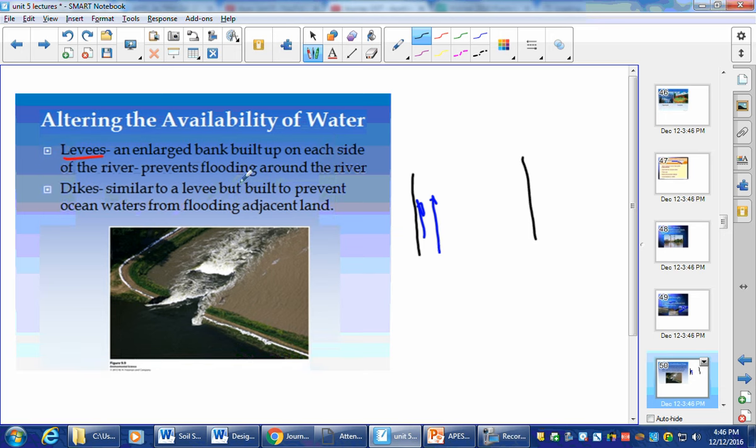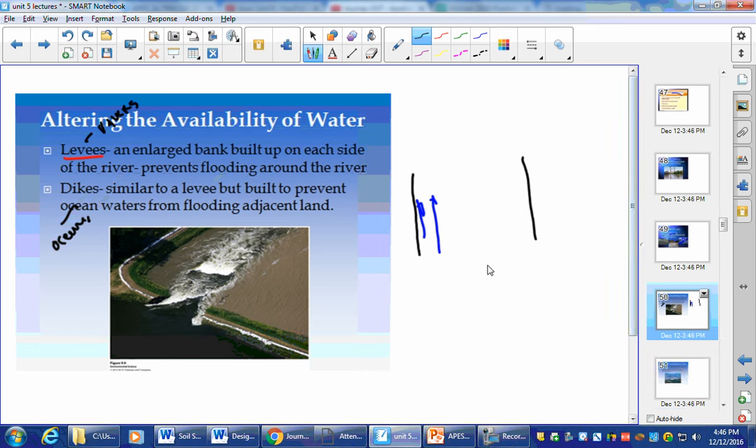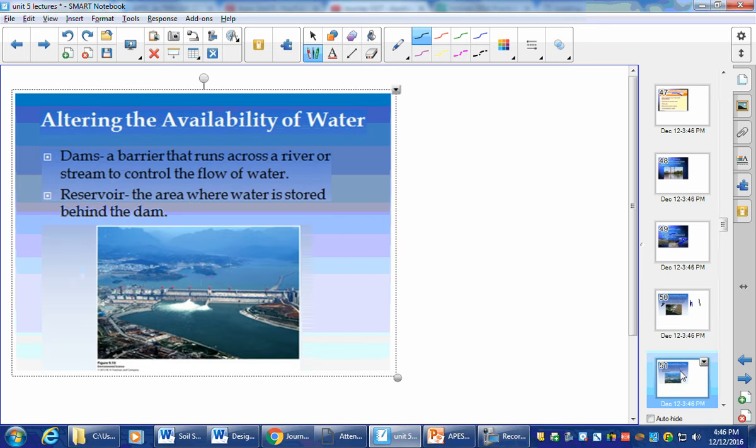The dike, similar to levees, but built to prevent ocean flooding. So this right here is for rivers. We're going to differentiate these, which we did in class. Oceans. Let's talk about the downsides of these. You can even look these up on your own.